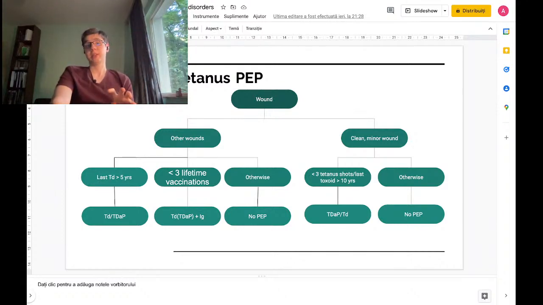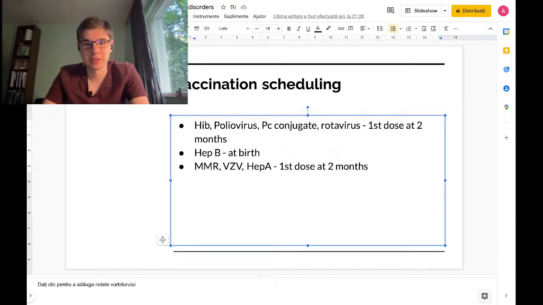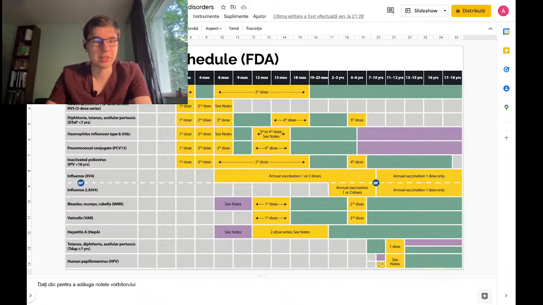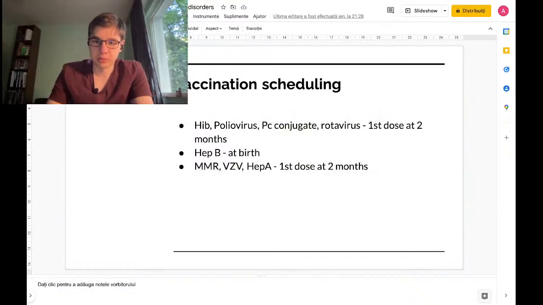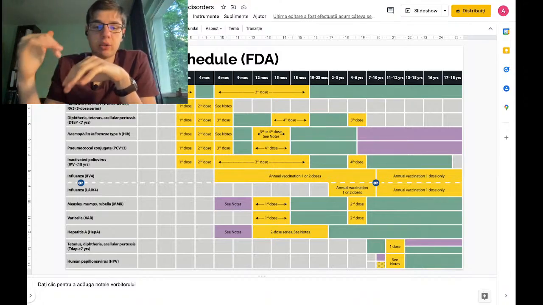Okay, now let's go a little bit deeper and talk about the vaccination scheduling. Now, I will show you the FDA vaccination scheduling that is sometimes required for the USMLEs, but you can learn it very intuitively. Haemophilus influenzae type B, poliovirus, pneumococcal conjugate, and rotavirus start to be given at 2 months. Hep B is given at birth, and measles, mumps, rubella, varicella zoster, and Hep A are given at 2 months. Sorry, I think that I wrote it wrongly. Yes, they are given, as you can see, at 12-15 months. Typo.